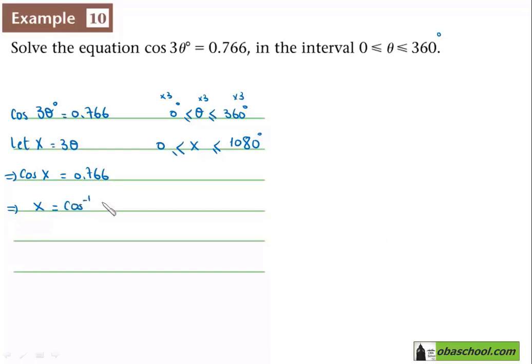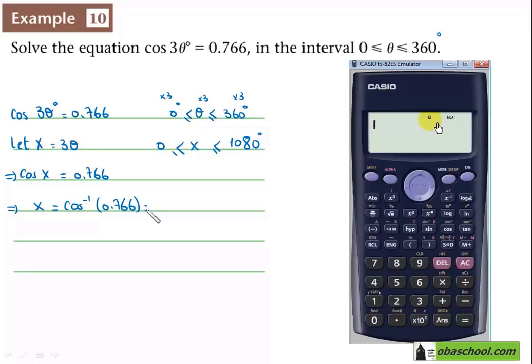It is cosine inverse of 0.766. As usual, you need to be sure that the angle is in degrees. Shift cosine 0.766 equals 40, so 40 degrees. This is the first measure of the angle.